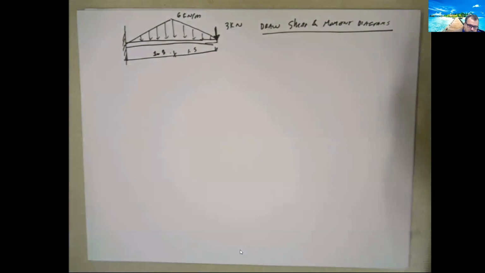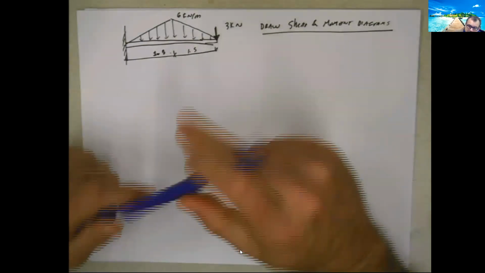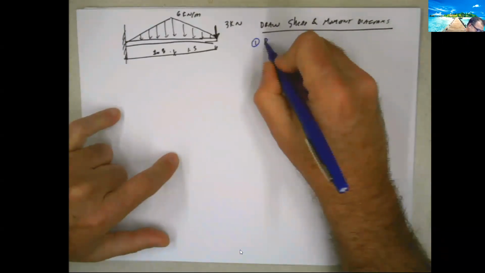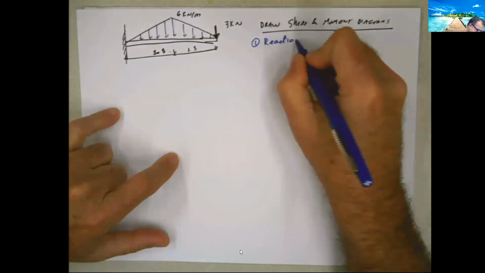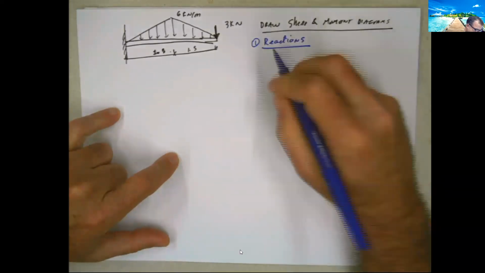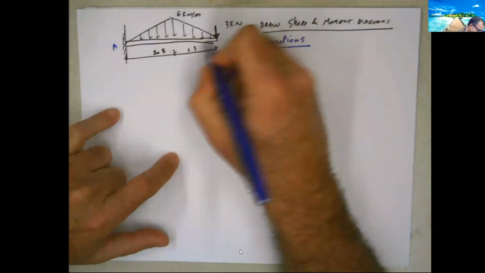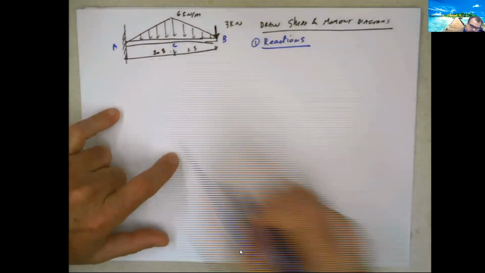The first thing that you have to do is first calculate the external reactions. That's going to be common for everything. Reactions. So if we have to calculate the reaction, you can call this, let's say, A, this is B, and this is C here in between.